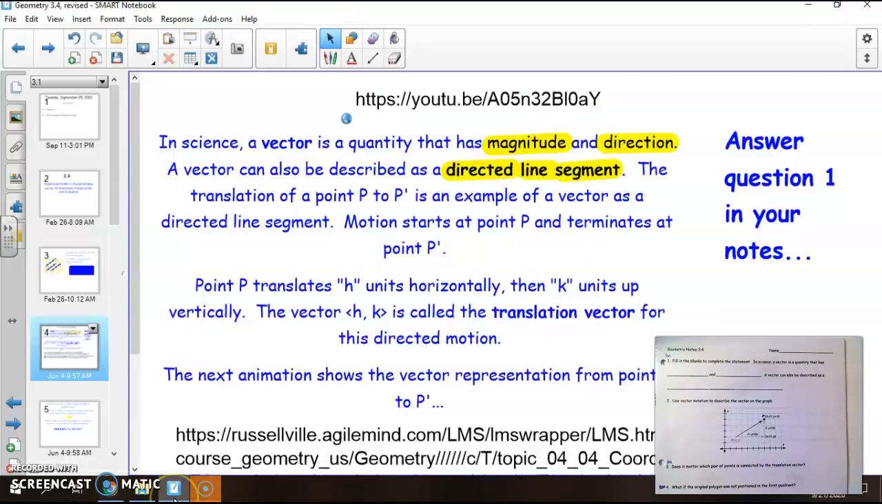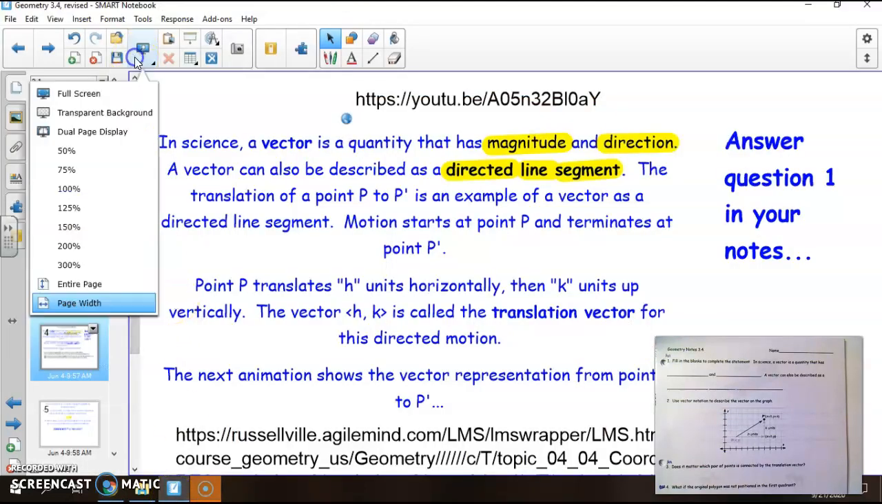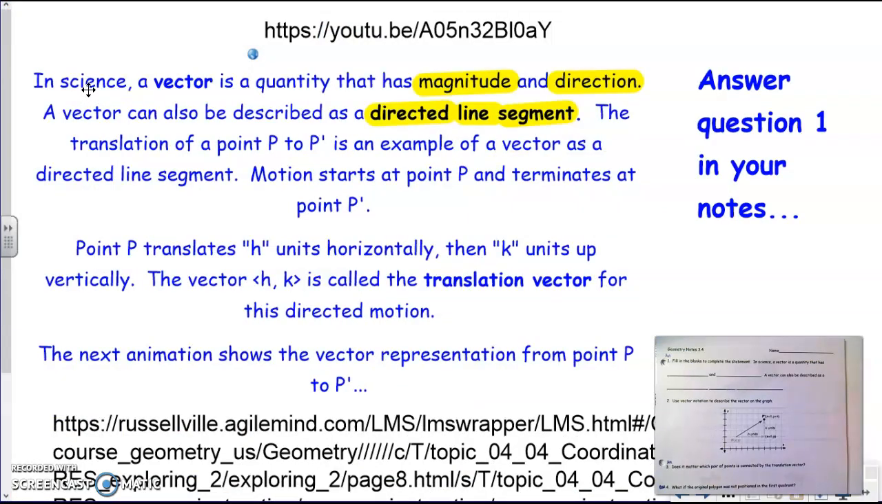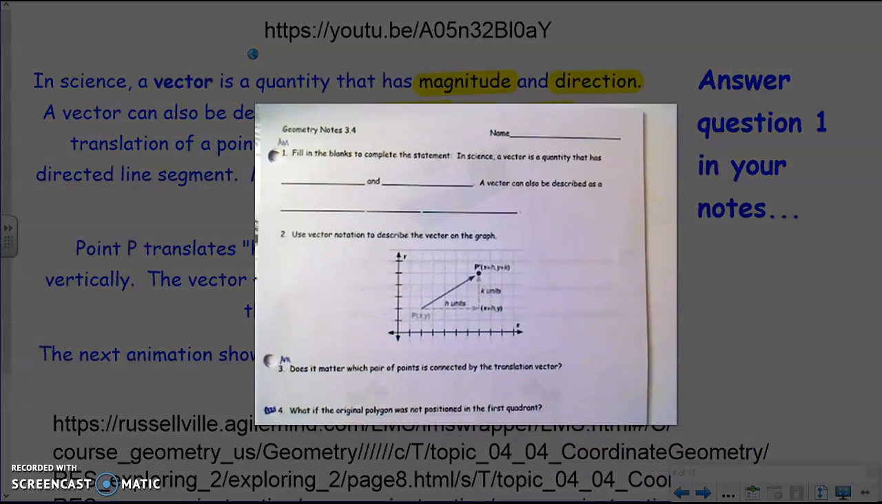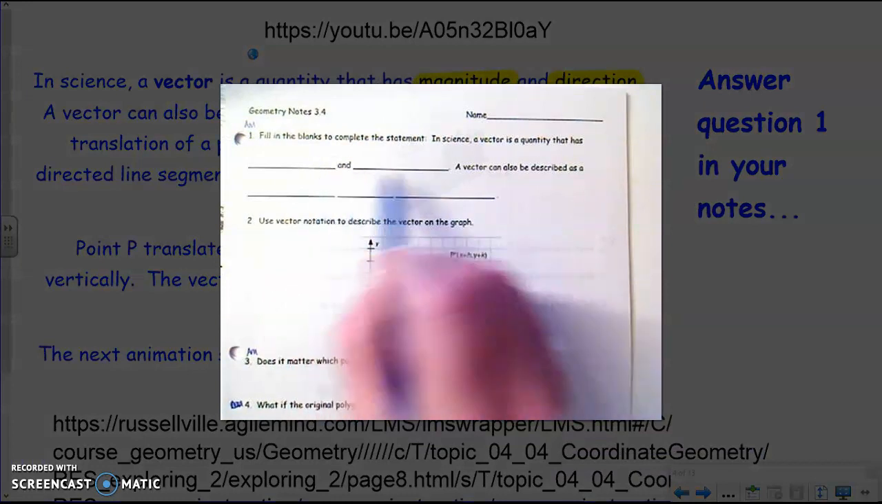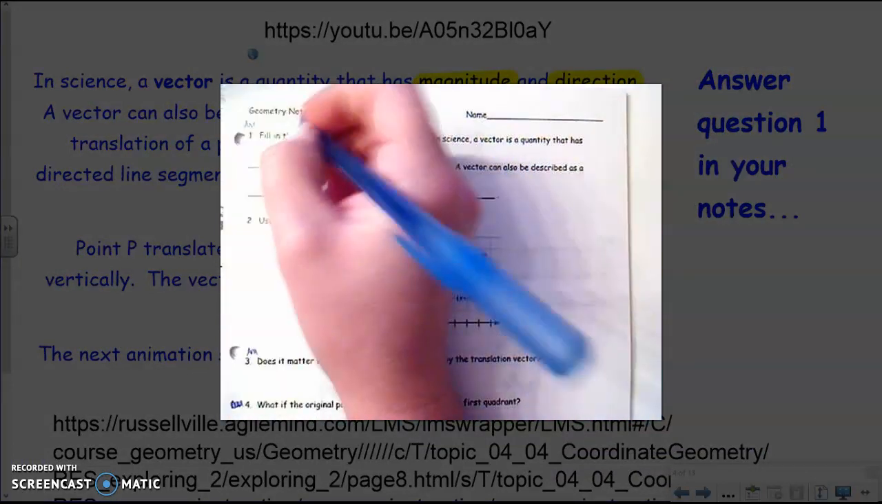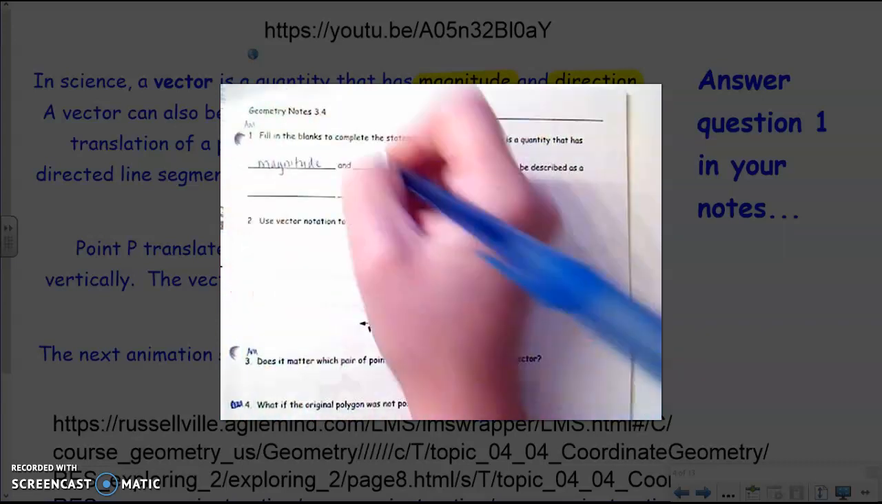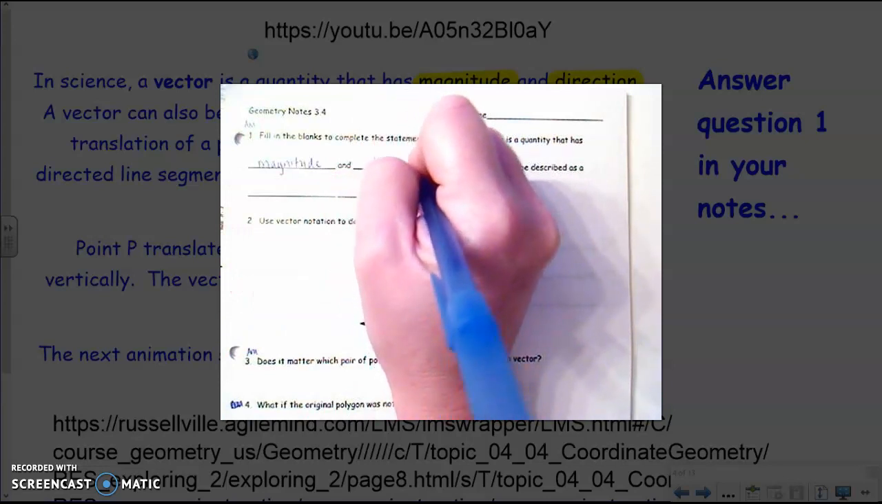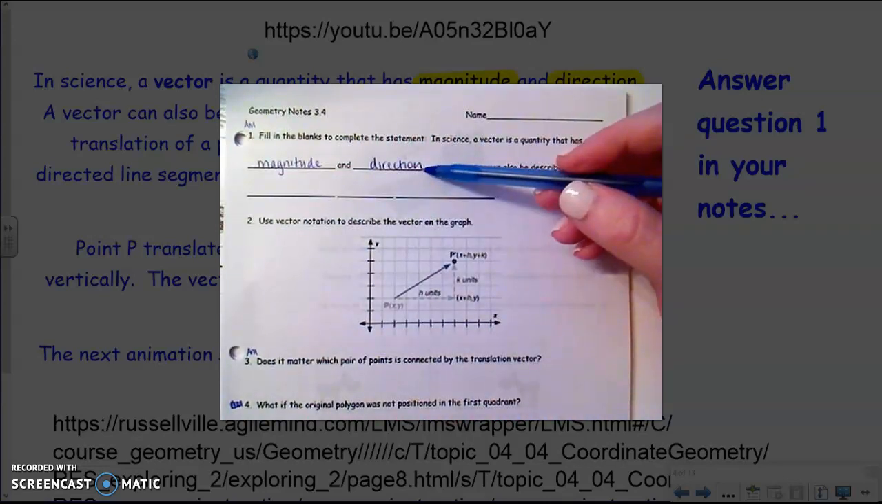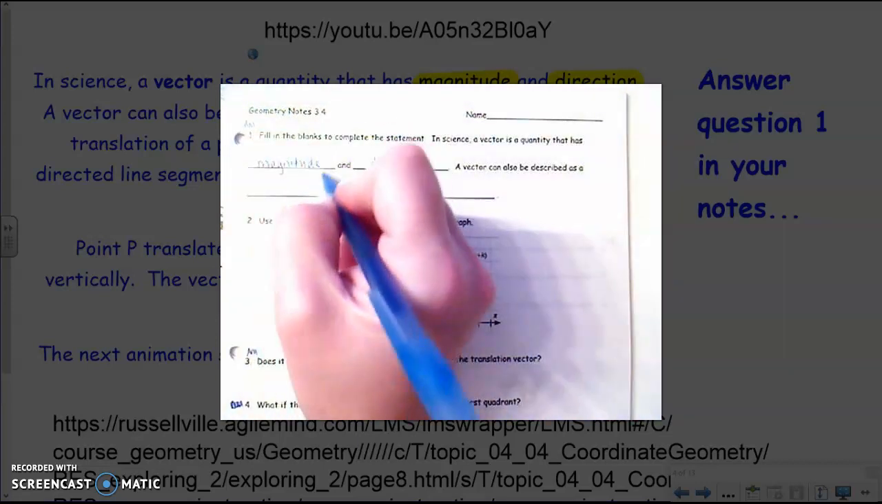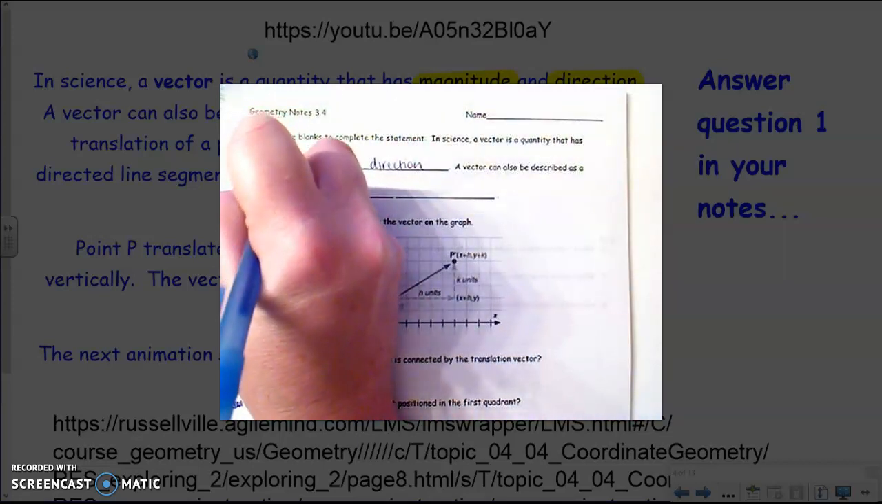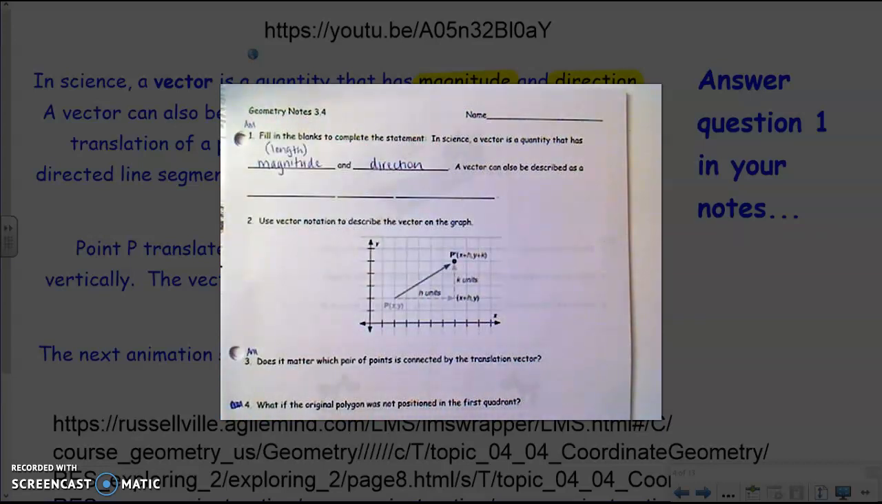All right, so a vector in geometry and in science is a quantity that has both what? Magnitude and direction. So on your notes here for number 1, you're filling in the blanks. In science, a vector is a quantity that has both magnitude and direction. Now I think you won't have a problem with the word direction. You understand what that means, but magnitude just means that it has a certain length to it. So there's a certain length that we're going and a certain direction that we're going.